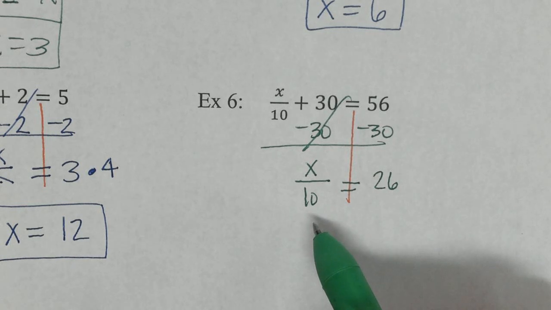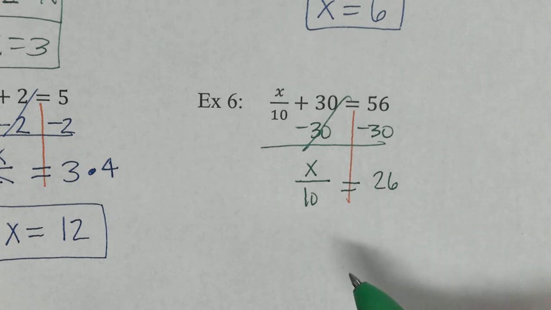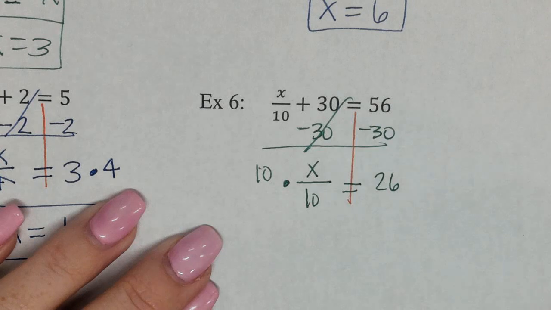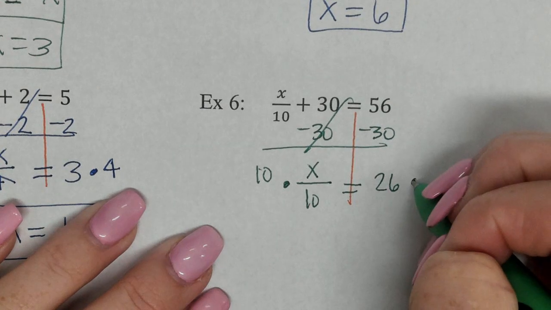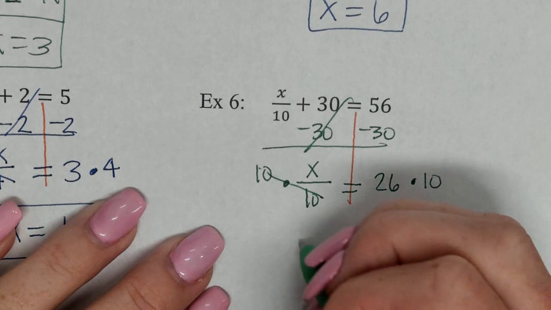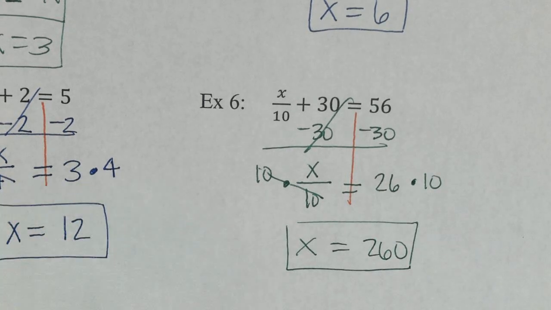Okay, now I need to get rid of the 10. I'm going to do the opposite operation of x being divided by 10. What is the opposite? Multiply by 10. Whatever I do to the left, I'm going to do to the right. This cancels out, and I'm left with x equals 260.